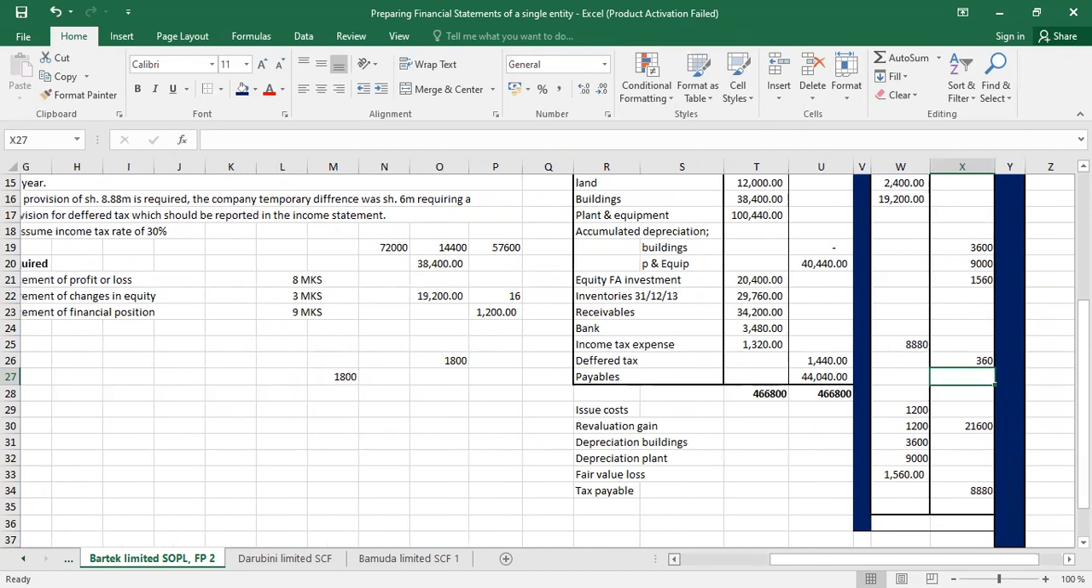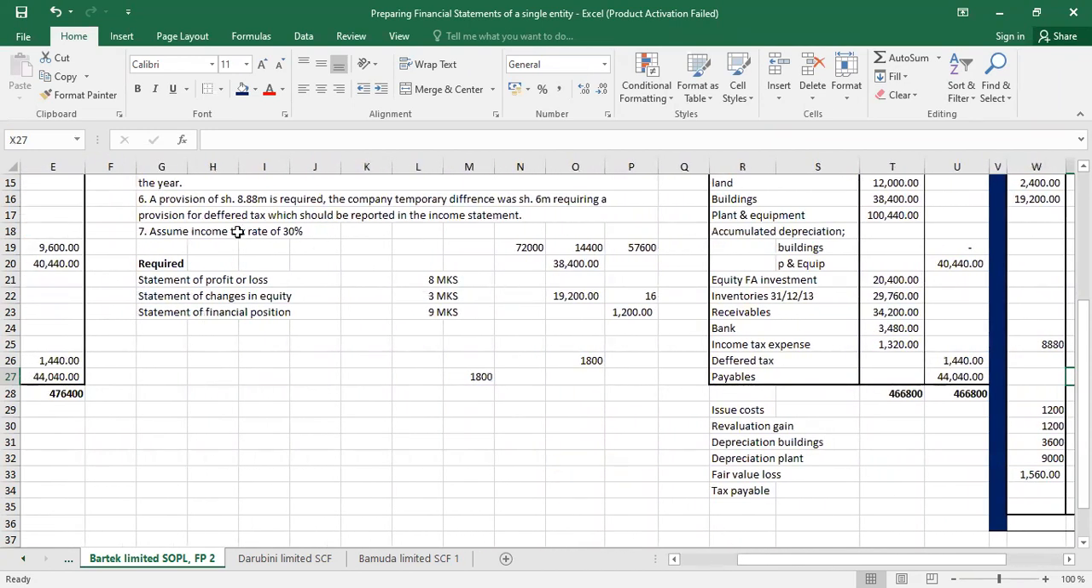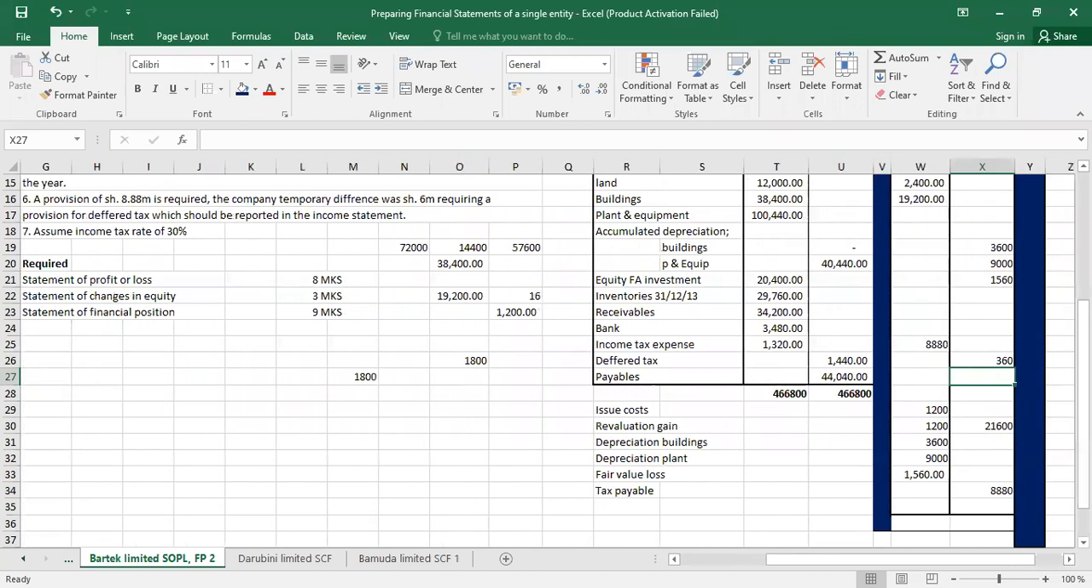And we've been told requiring a provision for deferred tax, which should be reported in the income statement, isn't it? So deferred tax doesn't come in the income statement. So this one was like an under provision. So we'll add to the income tax expense on the debit side because it's on credit. So I'll debit the amount here, equal, plus the 360.